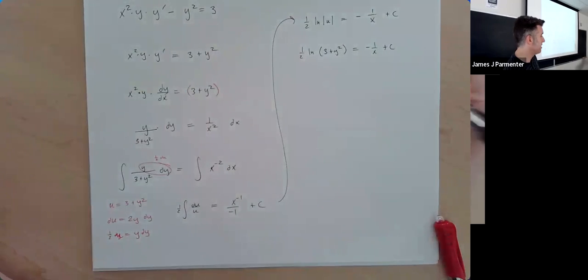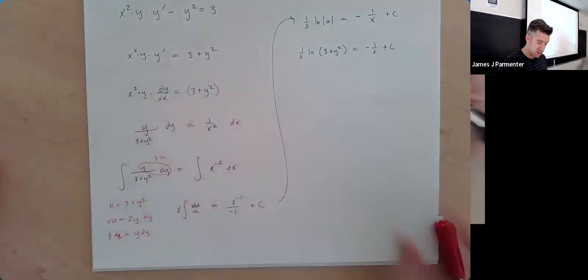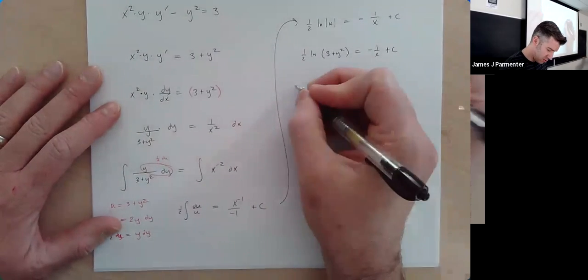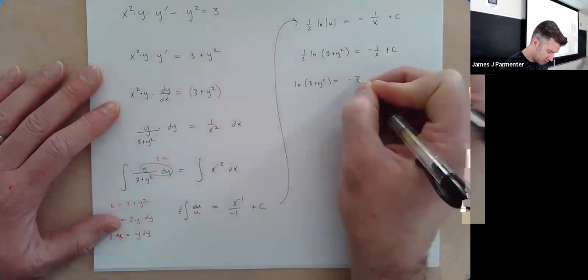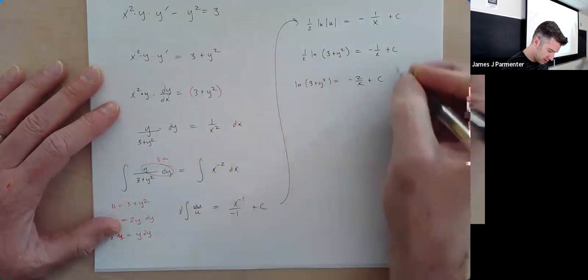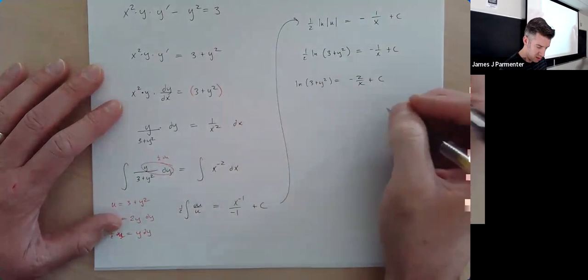And I guess we're probably expected to solve for y. It's kind of a bummer, but oh well. So multiply both sides by 2. The natural log of 3 plus y squared equals -2 over x plus a new constant. I'm going to call it the same constant.